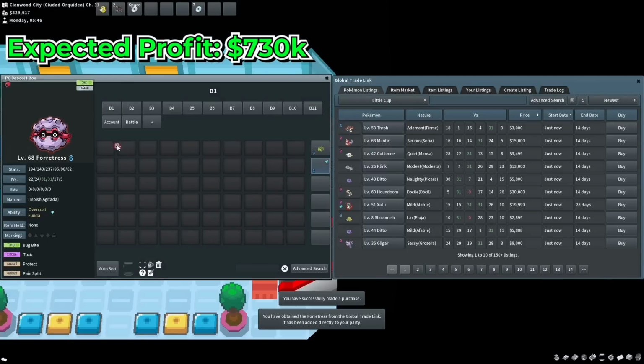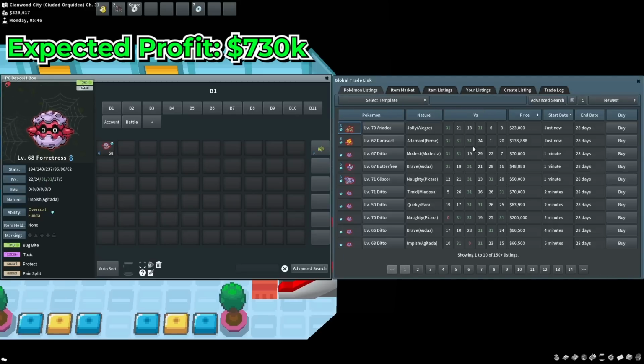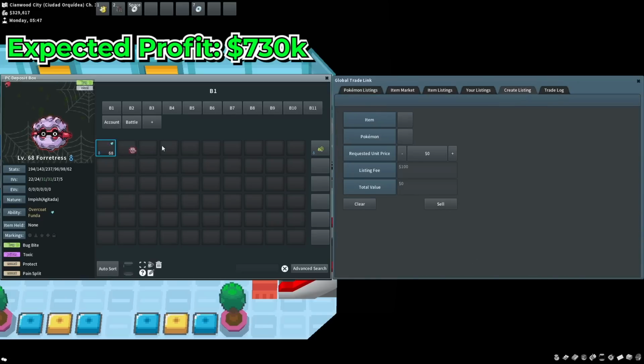So this is another alpha male from the bug egg group. Let's price check it again because I'm terrible at remembering the price of stuff. Bug, it has a 31 here, and we'll put it just under ours here.